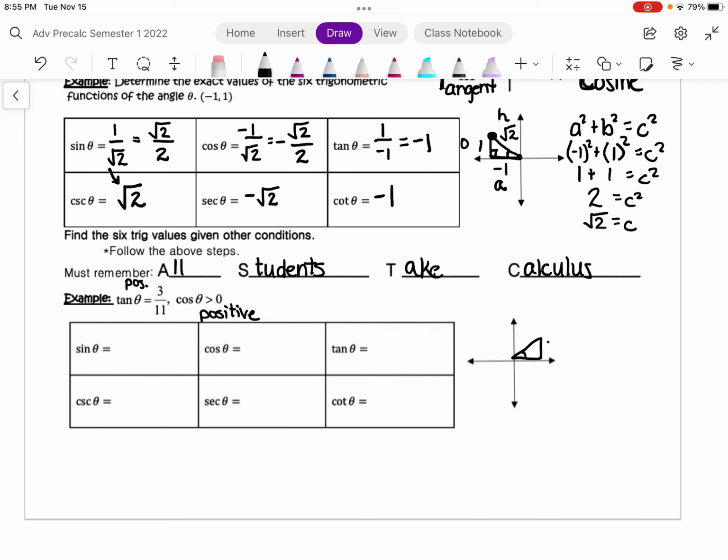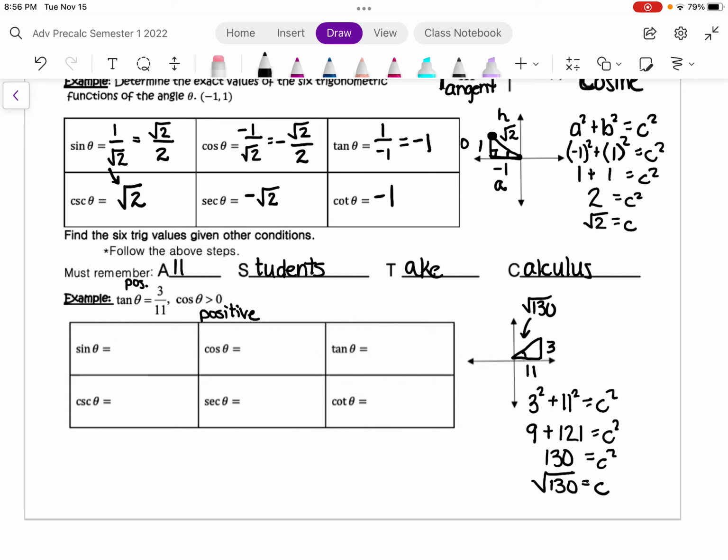Tangent is opposite over adjacent. I can use that information by doing a squared plus b squared equals c squared. So that is 9 plus 121 equals c squared. So that's 130 equals c squared. So I have the square root of 130 equals c. So that is the square root of 130. Now, I'm ready. Sorry, lots of words.